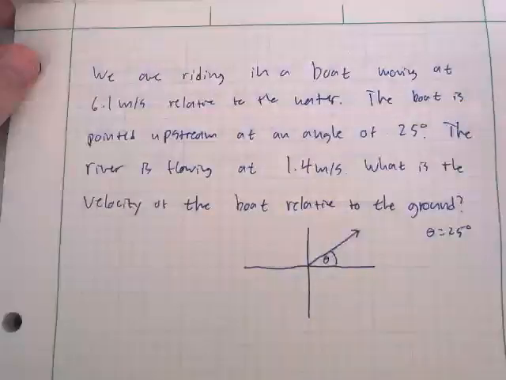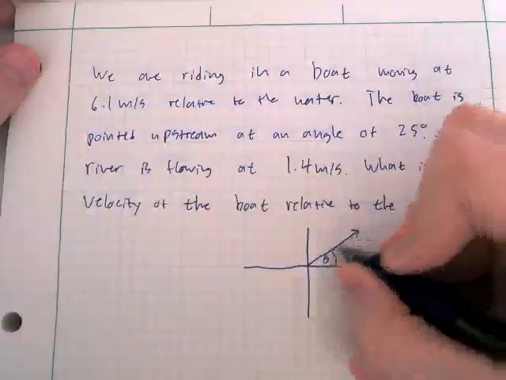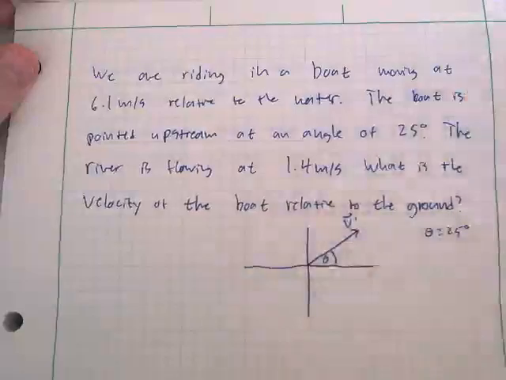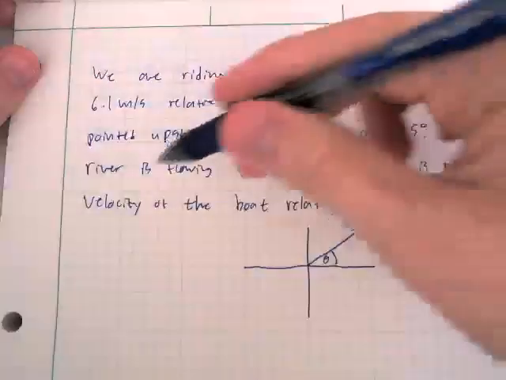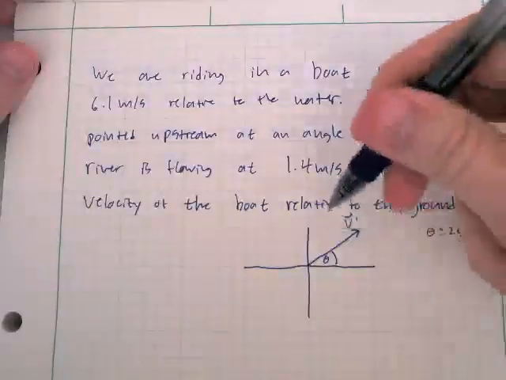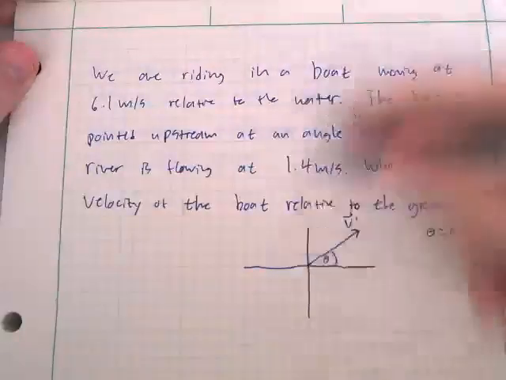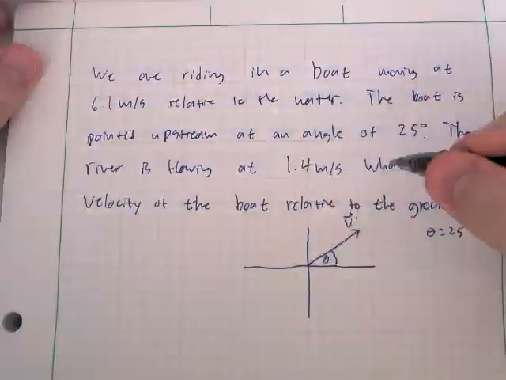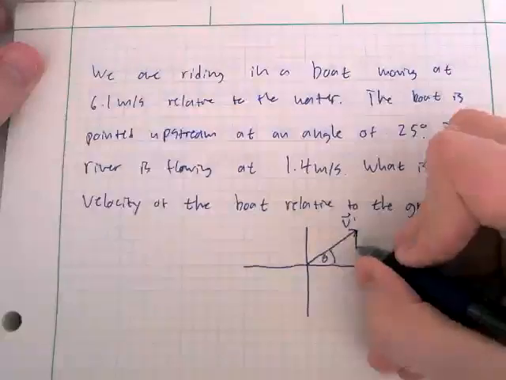So this represents my v prime vector. This one that I've just drawn here, this is my v prime. This is where drawing these pictures is going to be very helpful in a second. Now what do I know? The river is flowing at 1.4 meters per second, so the river is flowing downward, in the negative y direction. Downstream is down, upstream is up. That's the convention that I like to use. So it's flowing at 1.4 meters per second, and it is going in this direction.